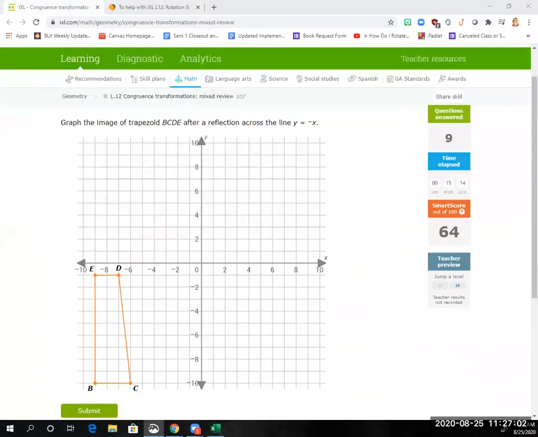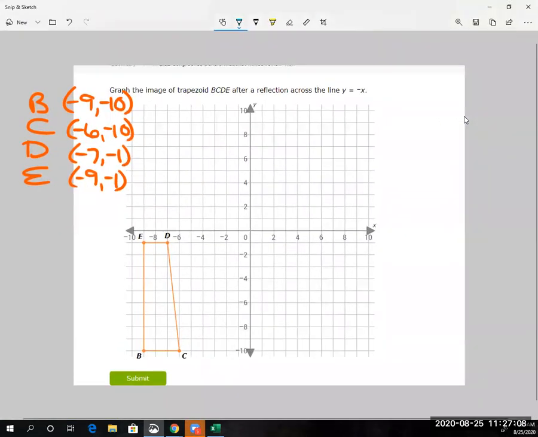Let me change that back. Switch them and negate both of them. Where did my box go? There it is. Okay, so switch them. I'm going to have B prime, C prime, D prime, E prime. Switch them and negate them.